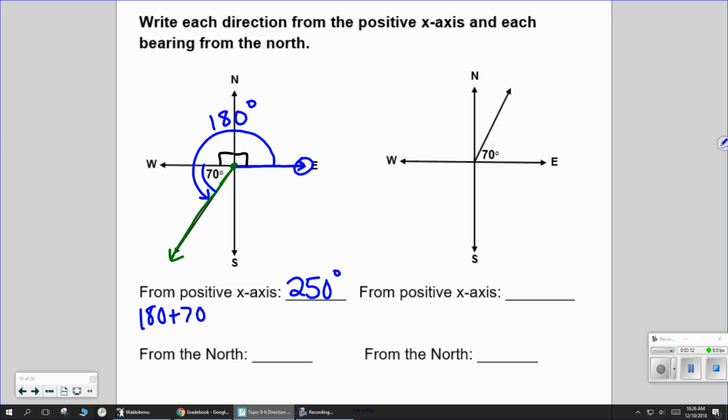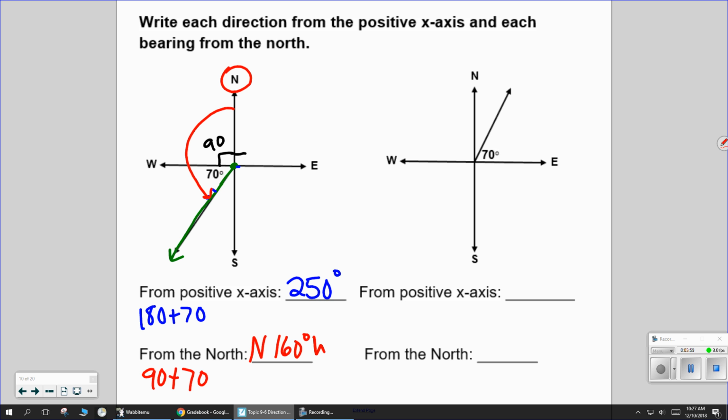Now, what is this vector's direction from the north? So here's the north, and I want the shortest distance from the north. That would be going to the west to get to the vector. If I go to the east, it's further. Again, we know that this is 90 plus 70 more to get to the vector. Adding those together, that would be 160 degrees west of north, because we're going on the west side of north. So we put the N in first, and then write 160 degrees west of north.